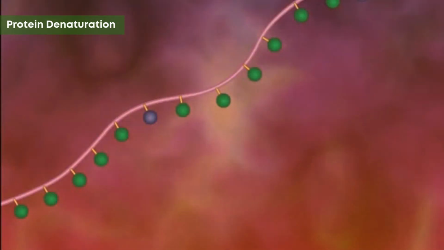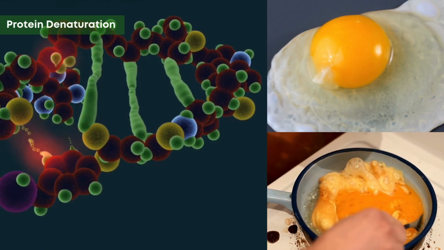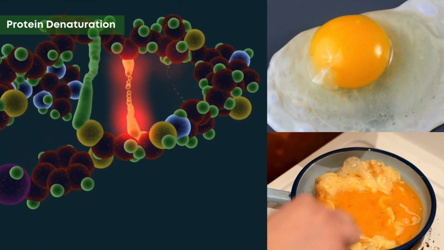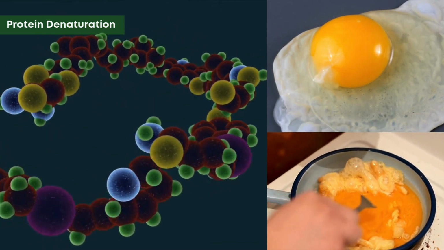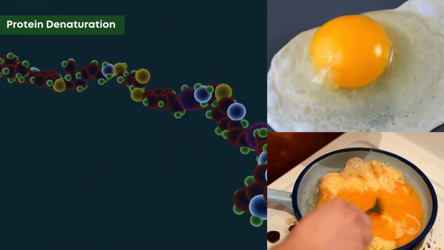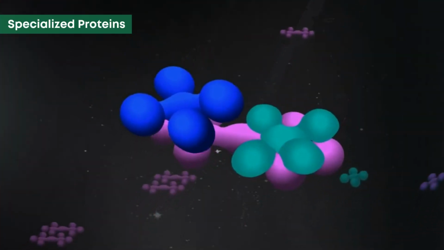This process is called denaturation. Denaturation can happen due to factors like heat, extreme pH, or chemicals. For example, when you cook an egg, the heat denatures the proteins in the egg white, causing it to solidify. Other examples include hair straightening, where the sulfide bonds are broken, or the effects of extreme pH on enzymes.